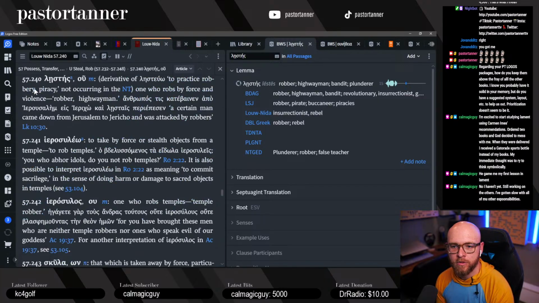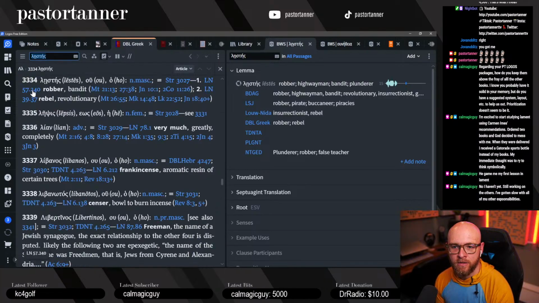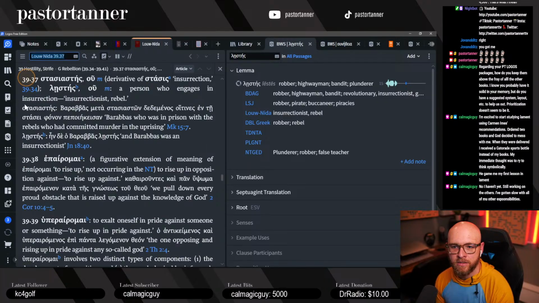Oh, this is what we're looking for. So Laestes, 57,240, but then also Laestes, 3937. It's not Laestes, it's Stasiastes, right? From stasis, insurrection. But then you have the sub remark here, Laestes. So two kind of words used for insurrectionist or rebel here. Barabbas, who was in prison with the rebels, had committed murder in the uprising. Barabbas was an insurrectionist. There you go.